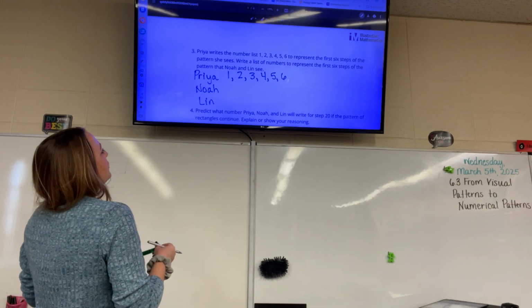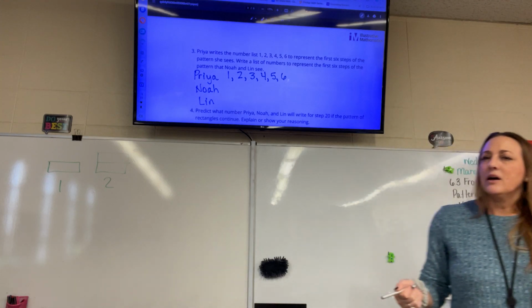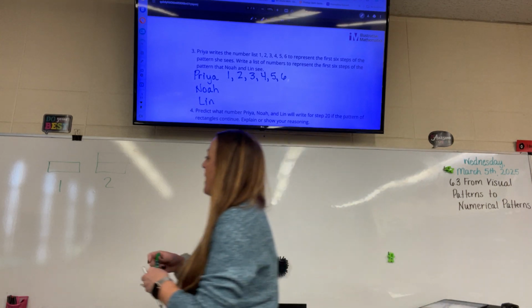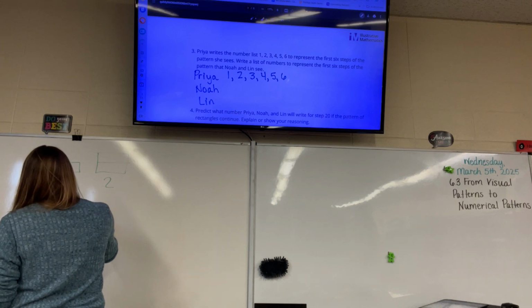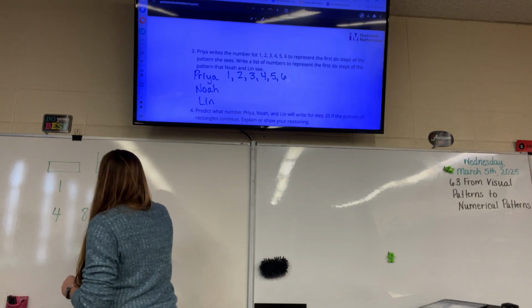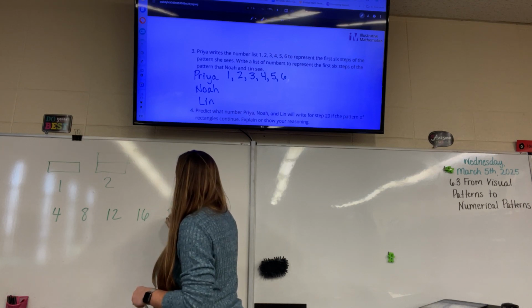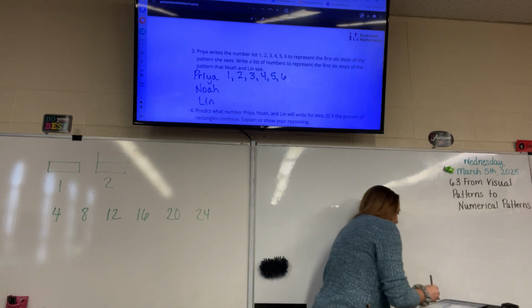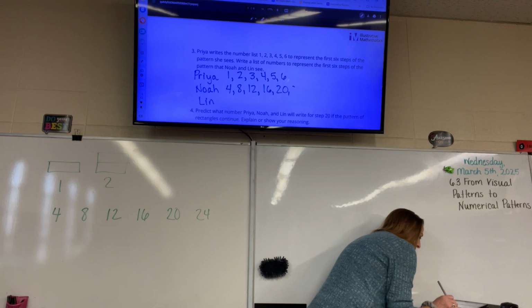Okay, then for Noah, how did Noah look at it? Audrey? Noah looked at it by the block. The blocks. So how many blocks were in the first one, Audrey? 4. The second one? 8. The third one? 12. The fourth one then would be? 16. And then? 20. And then? 24. So those are the numbers we need to write next to Noah's name. 4, 8, 12, 16, 20, 24.